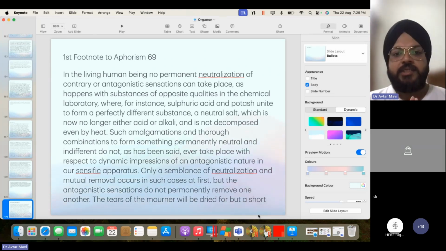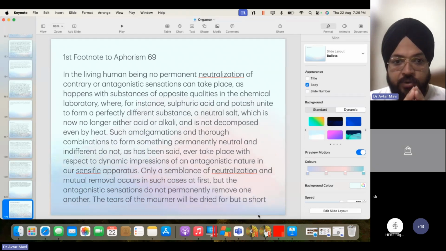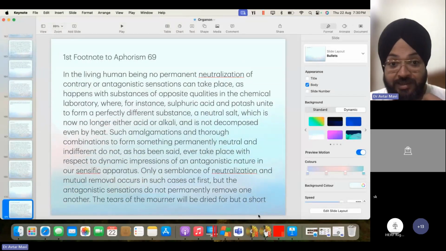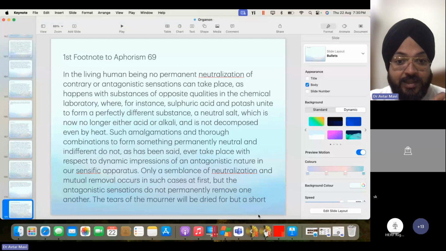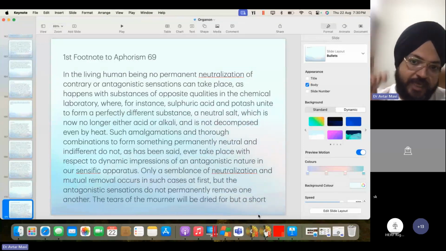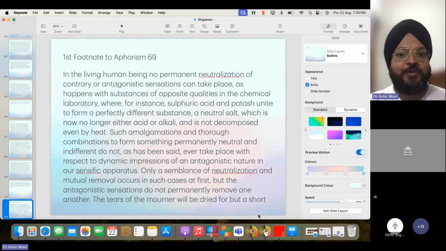Such amalgamations and thorough combinations to form something permanently neutral and different do not, as has been said, ever take place with respect to dynamic impressions. The word is dynamic impression. The disease is coming from the dynamic impression. This is just a material part of the dynamic impression. And until and unless that dynamic impression is flowing and flowing and flowing, the acid will keep on coming.